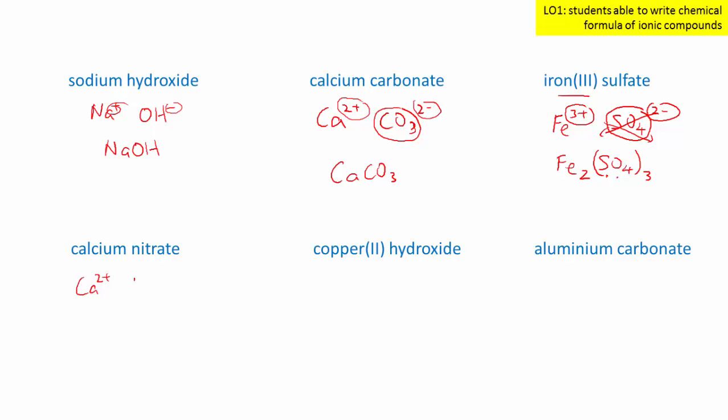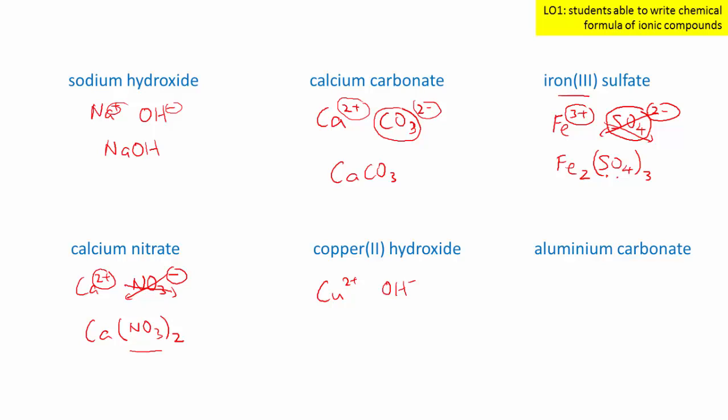Next, calcium, Ca2 plus, and NO3 minus. The charge for nitrate is the NO3 whole thing, a single minus. So a single minus and 2 plus, you cross the numbers, you form Ca bracket NO3 bracket 2, because the 2 belongs to the entire NO3. This is polyatomic, and this is the correct formula.